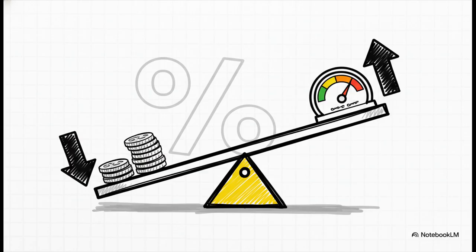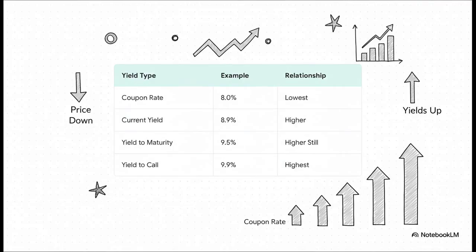So let's say market interest rates have gone up. What happens to the price of our bond? You got it, it goes down. We now have what's called a discount bond, trading for less than its $1,000 face value. The seesaw has officially tilted. And just look at what happens to our yields. When the price is down, the yields all go up.